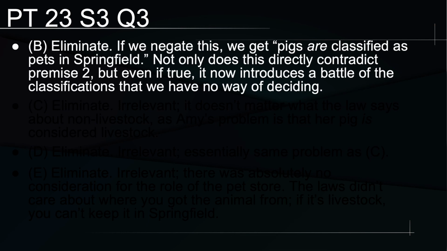Not only does this directly contradict premise 2 on its face, but even if it's true, it now introduces a battle of the classifications that we have no way of deciding. Premise 2 tells us pigs are livestock, but if answer choice B, negated, tells us that pigs are pets, what happens in cases where animals are both pets and livestock? Is that even possible? Even if it's possible, does that mean that you get to keep the pig even though it's technically livestock? There are too many unknowns here, and so there's no way of knowing that B has any sort of relevance.